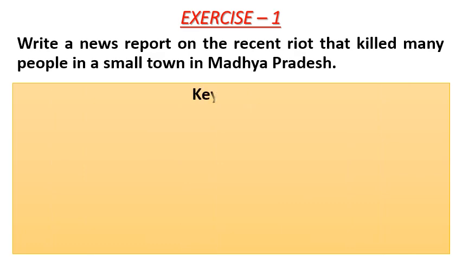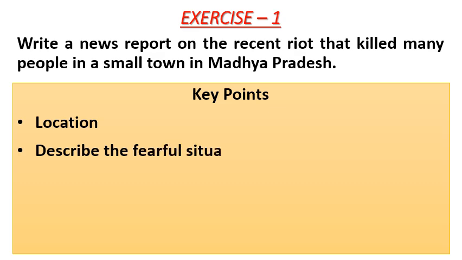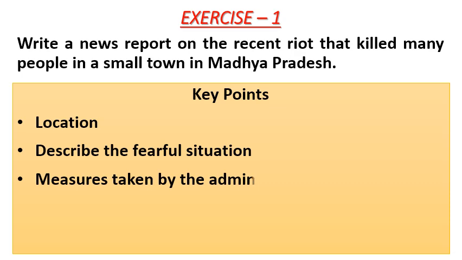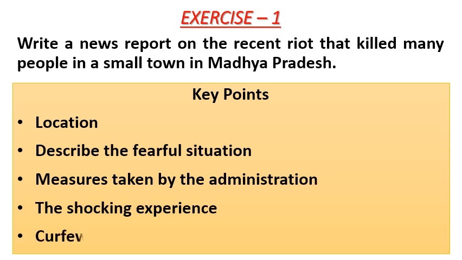So key points are: number 1, location; number 2, describe the fearful situation; number 3, measures taken by the administration; number 4, the shocking experience; number 5, curfew. So dear students, you have to write down your news report by using these key points.